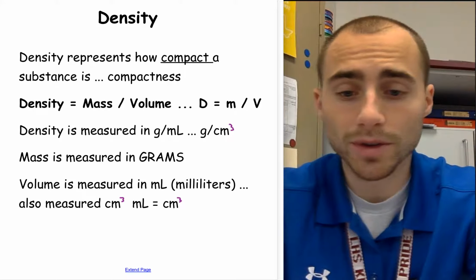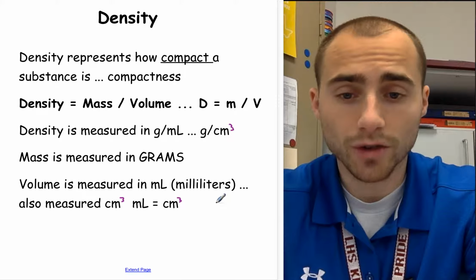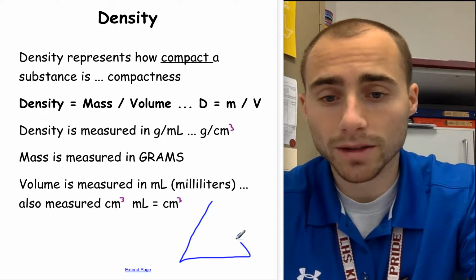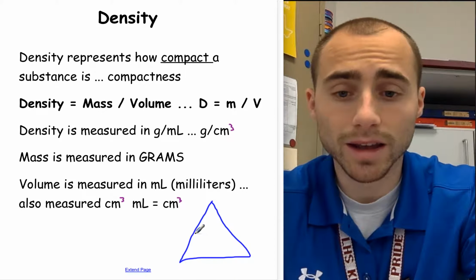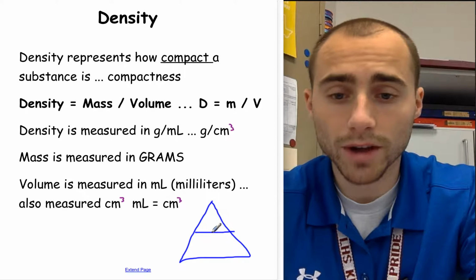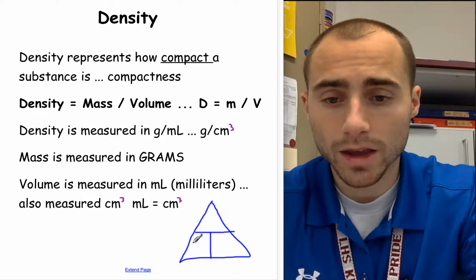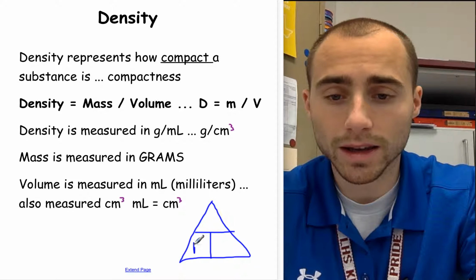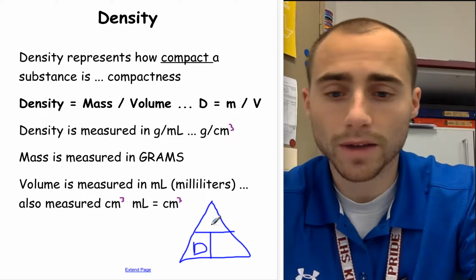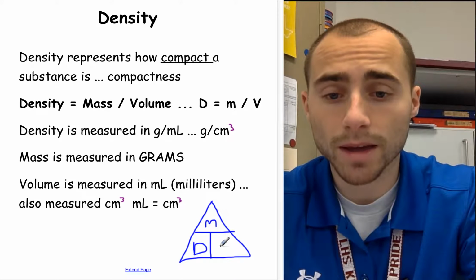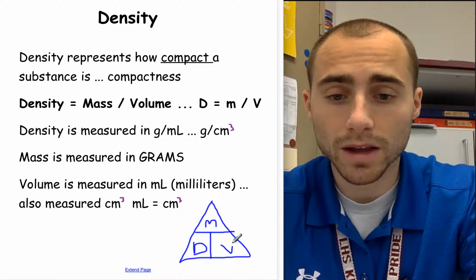Now, one thing I want to show you is something we call the density triangle. And this is something that will help you an immense amount as you are solving density equation problems. So you draw your density triangle just like this. You have density with a D in the lower left-hand corner. You have mass with an M on the top and volume with a V on the bottom.